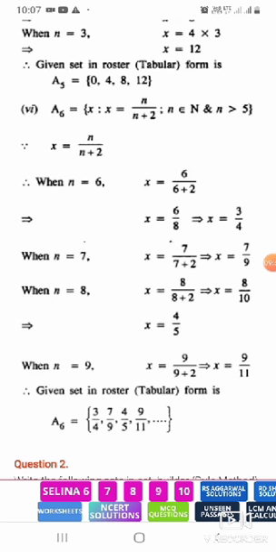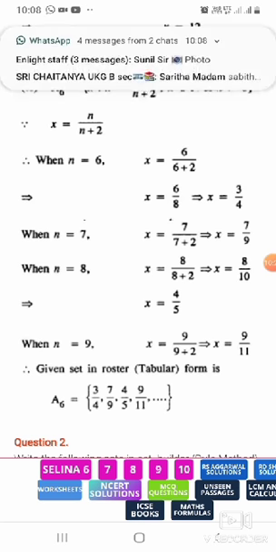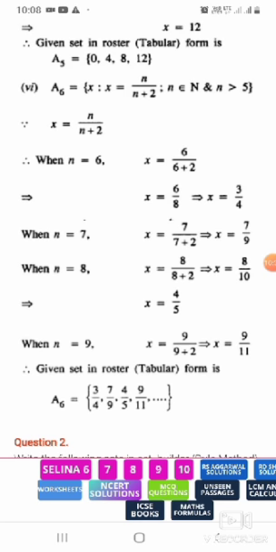We can simplify it, or else we can keep it as it is. When n is equal to 9, 9 by 9 plus 2, that is 9 by 11. Likewise it is an infinite set, because when you say n greater than 5, we should take the values of n more than 5, and we haven't mentioned anything like an upper limit here. Whenever there is an upper limit, a closed boundary, then we call it a finite set. Here there is no such boundary, because we can keep on writing the values of n continuously. That's the reason why it is an infinite set.